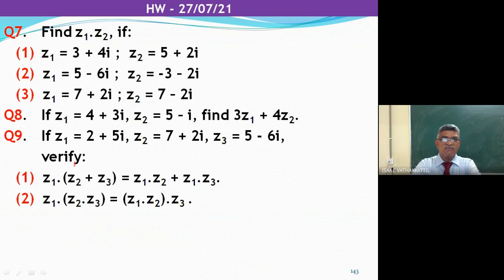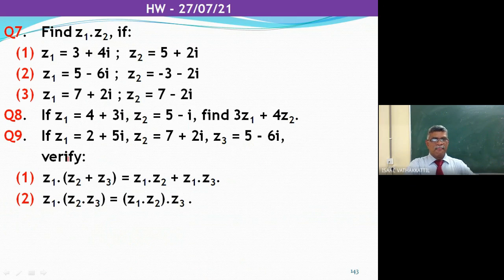What is the first one? Find Z1 into Z2 if Z1 is 3 plus 4i, Z2 is 5 plus 2i. You will do it today itself. Before we meet tomorrow, you should do this. Further, Z1 equal to 5 minus 6i, Z2 equal to minus 3 minus 2i. Z1 equal to 7 plus 2i, Z2 equal to 7 minus 2i. Z1 equal to 4 plus 3i, Z2 equal to 5 minus i. Find 3Z1 plus 4Z2.